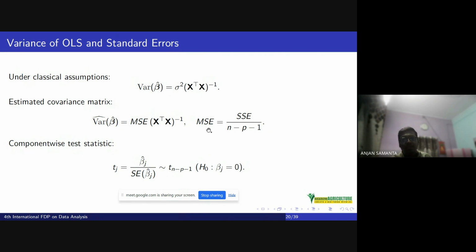But if you remember, the MSE was SSE by n minus 2, because in the single regression case, there was only one predictor. So one predictor means P equal to 1. So that is why it is n minus 2. But if you have, suppose, say 5 predictors, 6 predictors, then you have to divide by n minus 5 minus 1. That is how. So P is an important factor we need to incorporate, because the number of inputs is much more. The test statistic is the same.